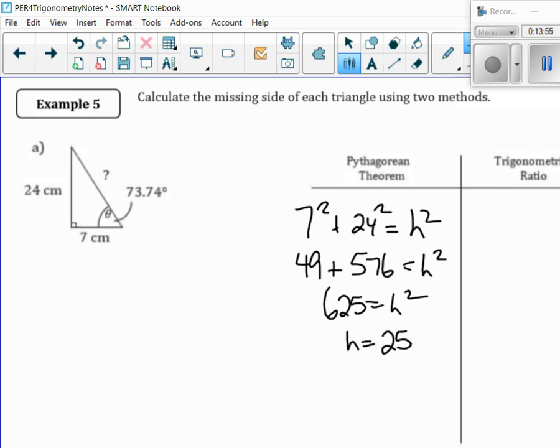So the other way you could do it is you can either use the opposite or the adjacent to figure out what the hypotenuse is. So for instance, if I use the angle and I use 24, that would be the opposite. So opposite and hypotenuse would be cos. So cos of 73.74 degrees is equal to opposite, sorry, I'm going to use adjacent. So that's the 7, so 7 over the hypotenuse. So I do a switcheroo, and I go 7 times cos of 73.74.